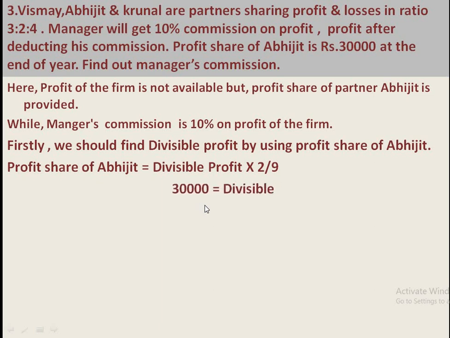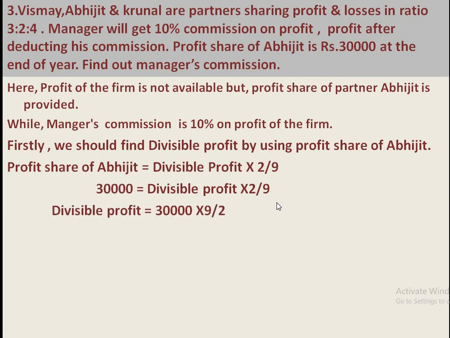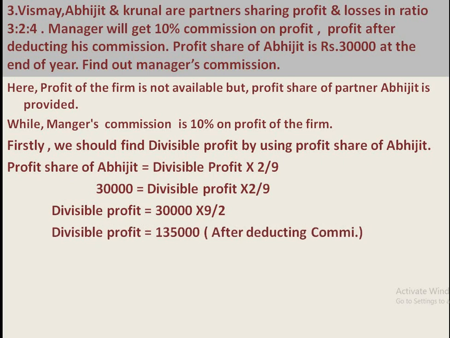So can we do it like this? 30,000 is Abhijit's profit share. We don't know the divisible profit. Let me keep it as it is, into 2 by 9. Changing sides, your divisible profit is equal to 30,000. 9 is changing side, so it goes in multiplication, and 2 in division. The divisible profit of the firm is 1,35,000.